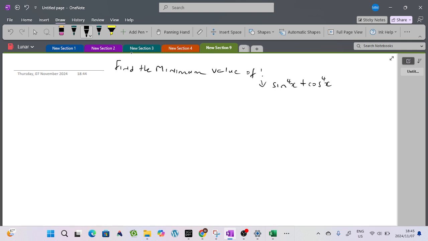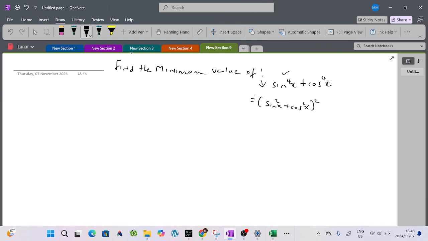Sine x to the fourth plus cosine x to the fourth can be written as a sum of two squares. So you can expand this to be the same as sine squared x plus cosine squared x, all squared. When you square sine squared x, you multiply the exponent, so it gives us sine x to the fourth.